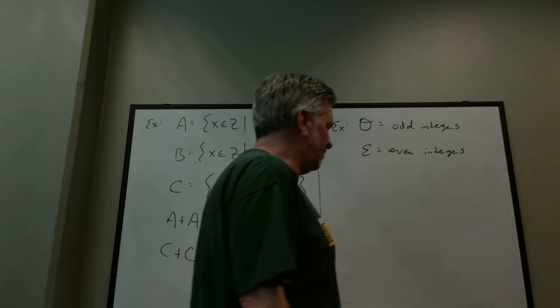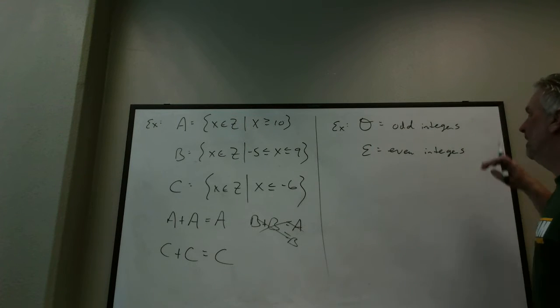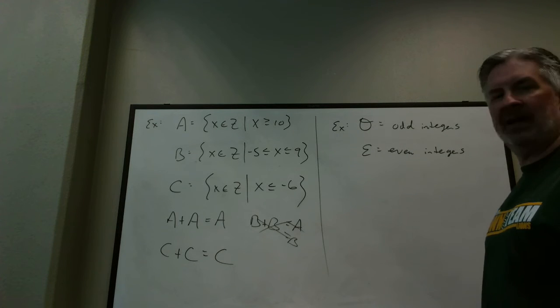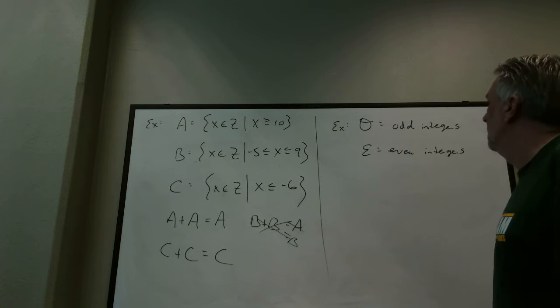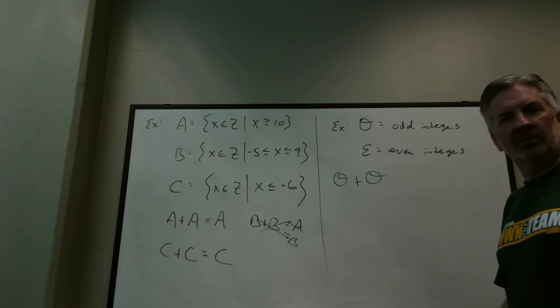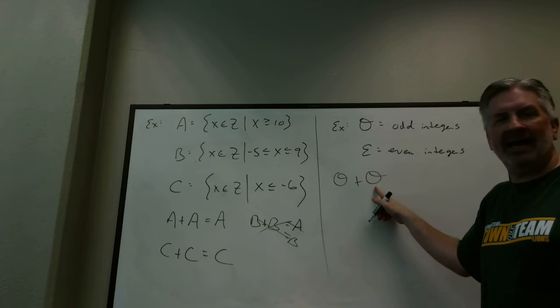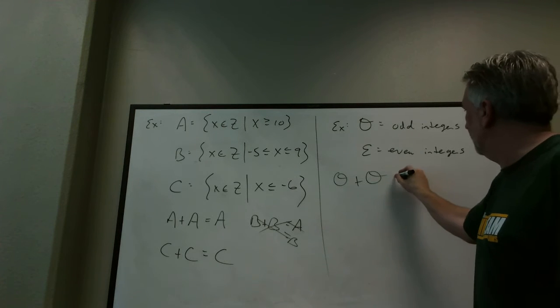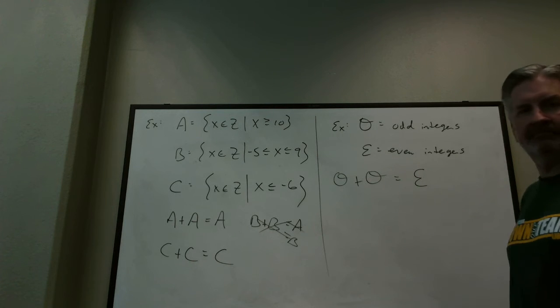Let's do another example. Let's let O be the odd integers and let E be the even integers, and see if we could define some sort of addition on these sets. For example, what if I took O plus O? If I picked any odd integer and added it to another odd integer, you get an even integer, don't you? It would make sense to say O plus O is E.